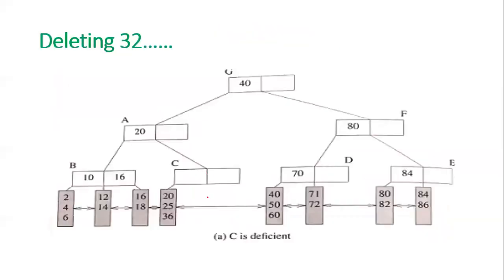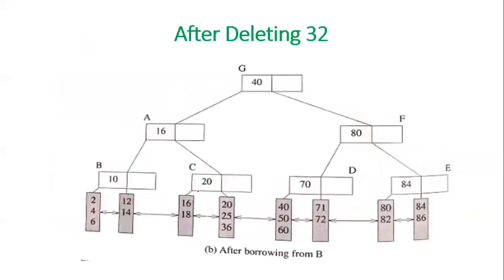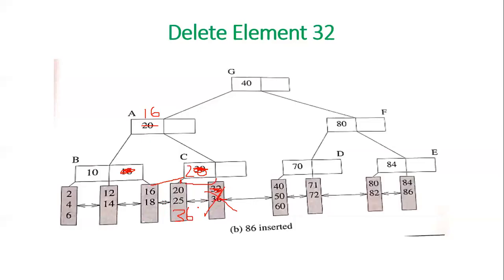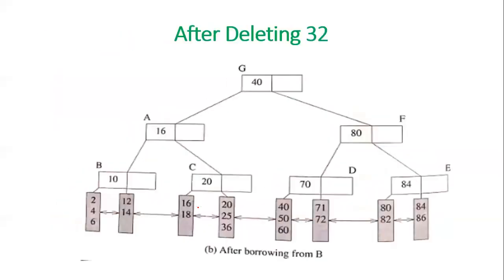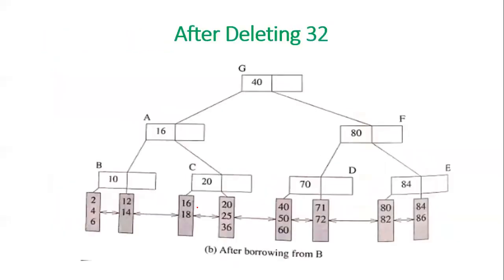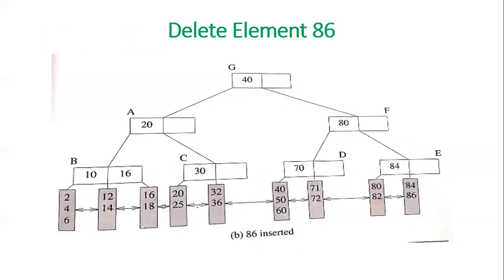So this is the intermediate case after merging. And after rotating, or after borrowing, this is what we got. What we have is 16 to the left of 20. To the left of 20 we have 16 and 18, and to the right of 20 we have 20, 25 and 26. So this is after deleting 32.